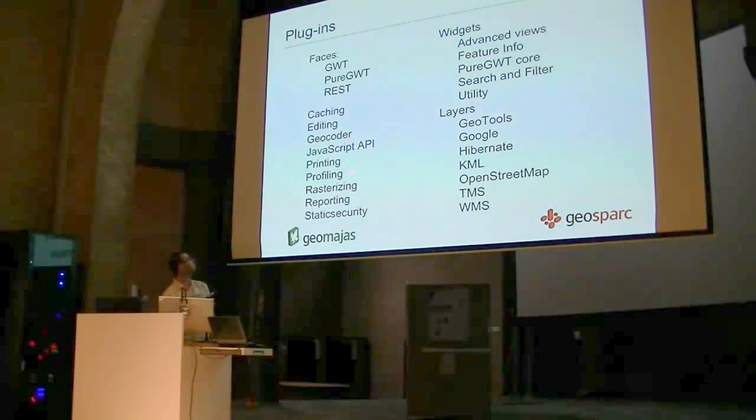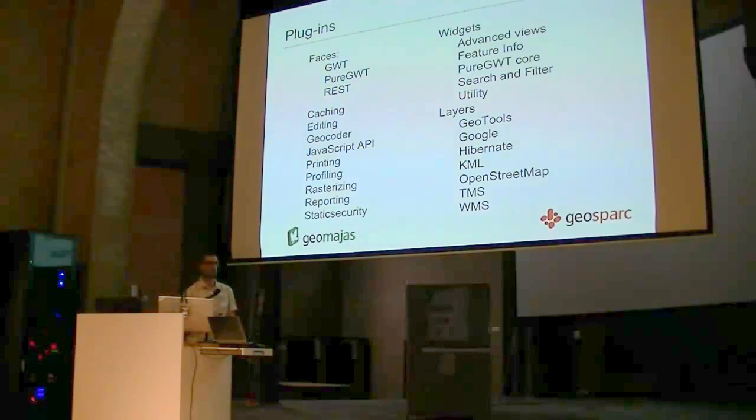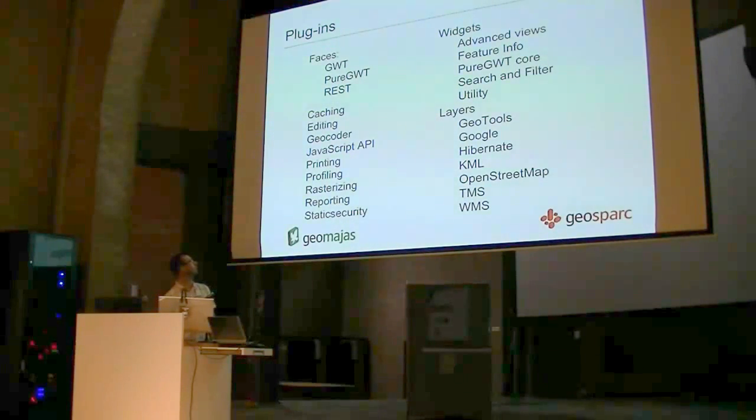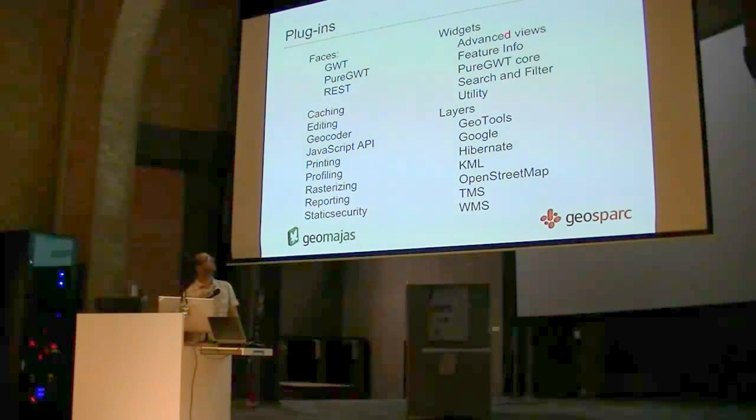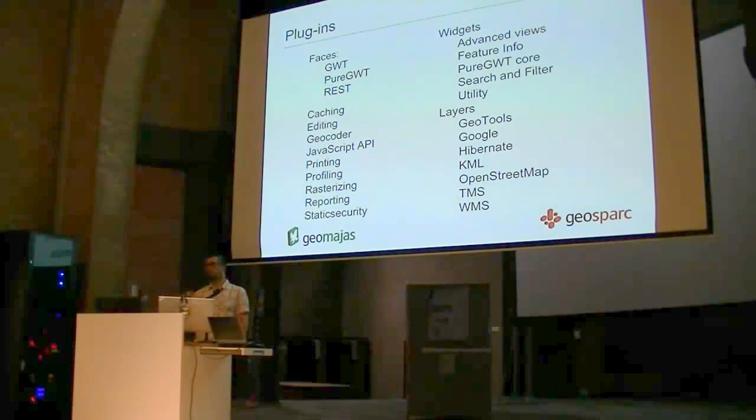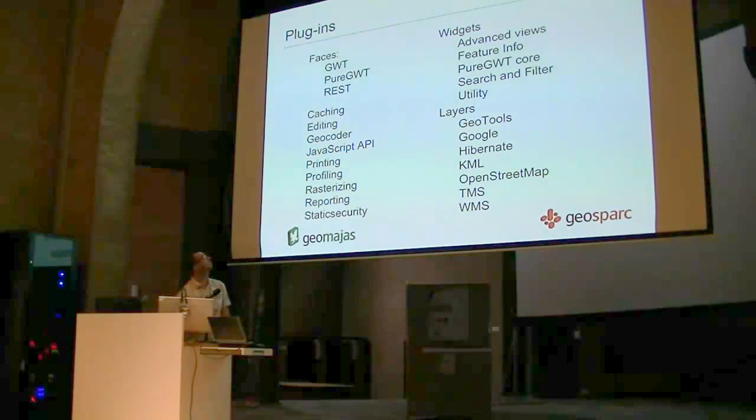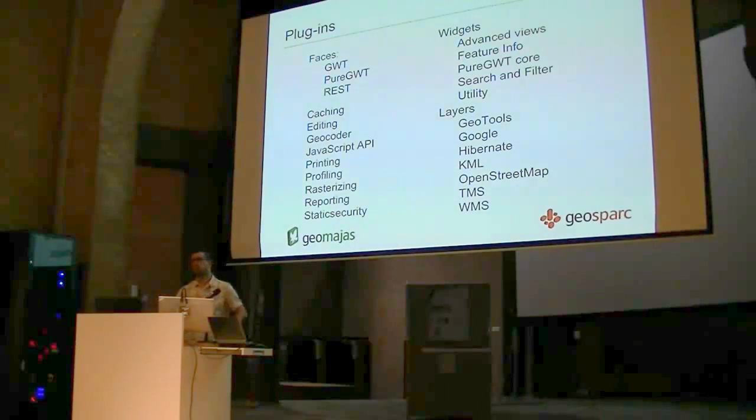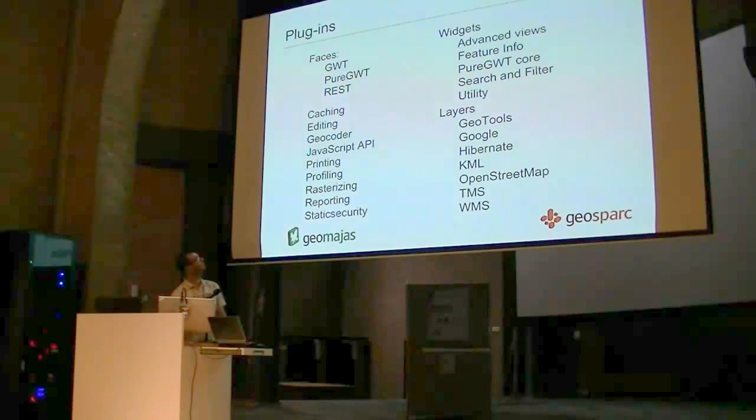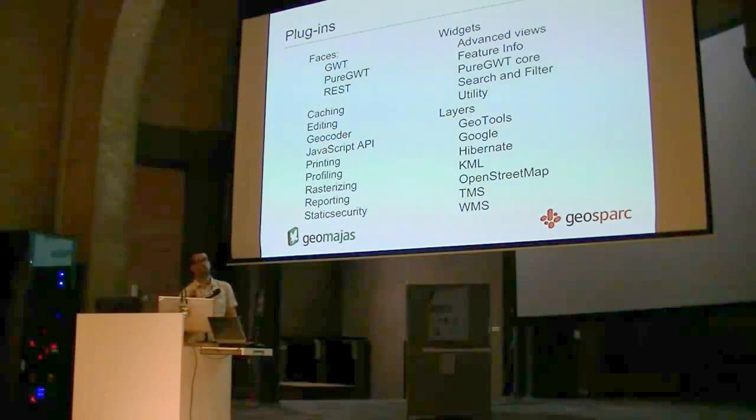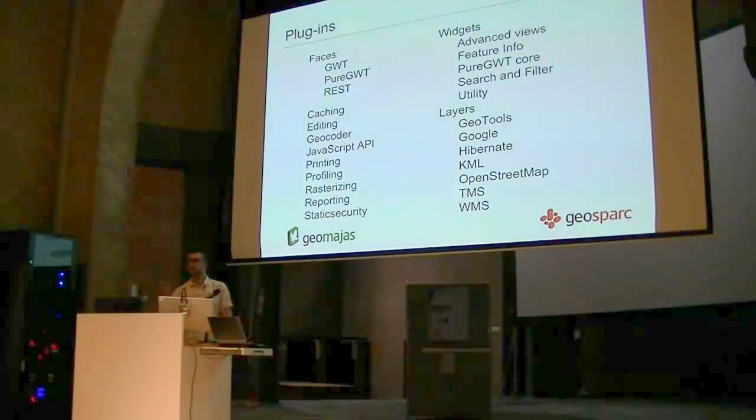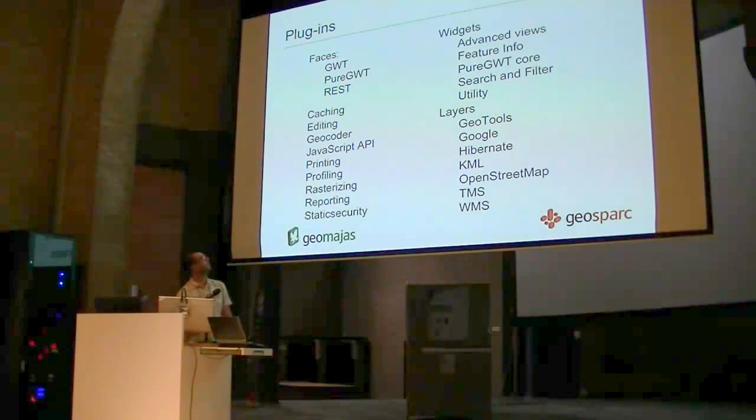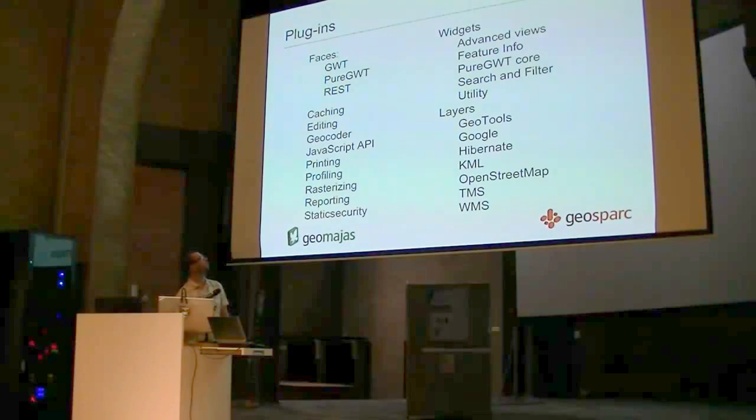There is a printing plugin, there's profiling to make sure that you have some kind of idea of what's happening in your system. There's rasterizing. We have a reporting plugin. There's a security plugin, which is not as static as the name suggests. There are various additional plugins with widgets. One is for more advanced views, more advanced display of features. I'll be showing some of that later on. There's advanced searching and filtering that I will also show in my talk later today. And there are some extra simple utility widgets.